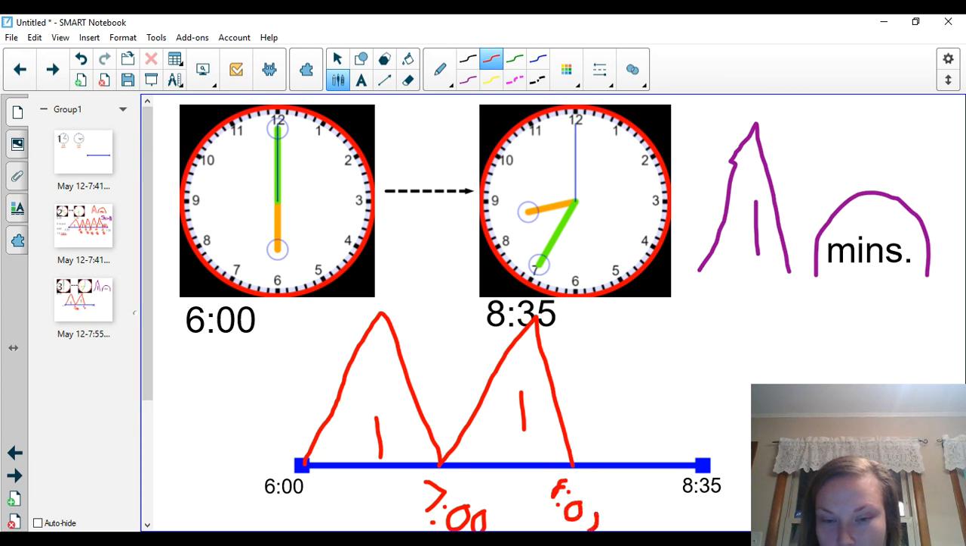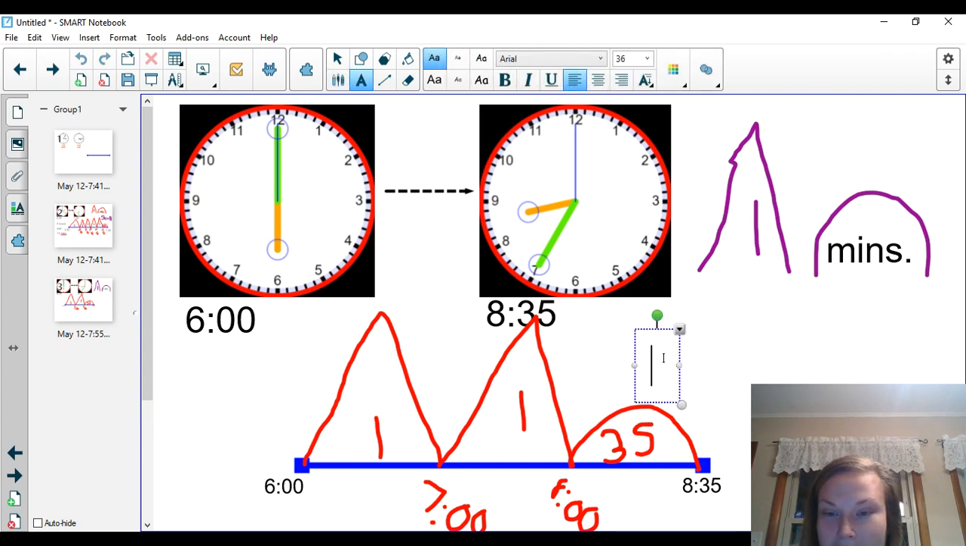Okay, I'm going to go one more mountain. 9 o'clock. Oh no, I jumped over the mountain because I went to 9 o'clock, and we don't want to jump off the mountain. That's a bad idea. So instead, I'm going to do a hill, and I have to ask myself, from 8 o'clock to 8:35, how many minutes have passed? Oh, that's an easy one. 35 minutes. So I'm going to put that all together, and I'm going to figure out the elapsed time.